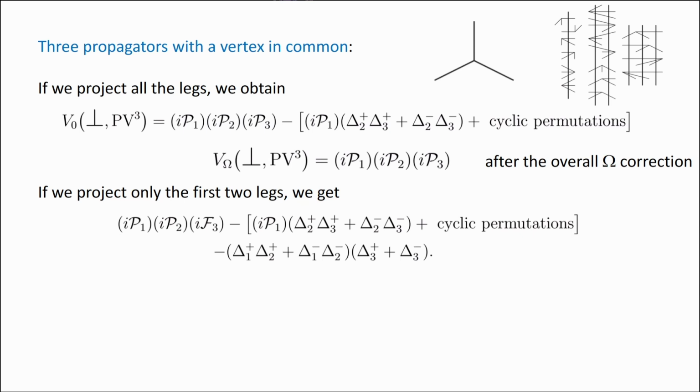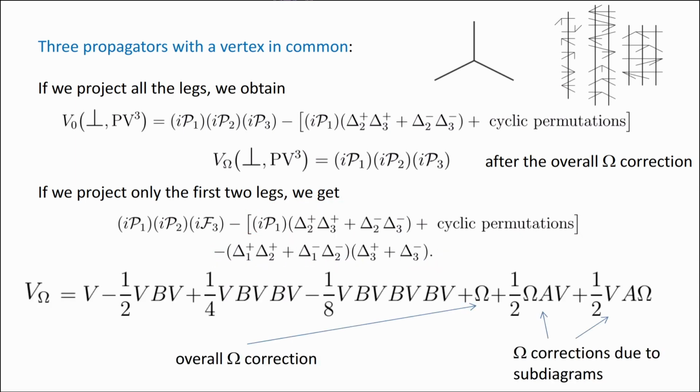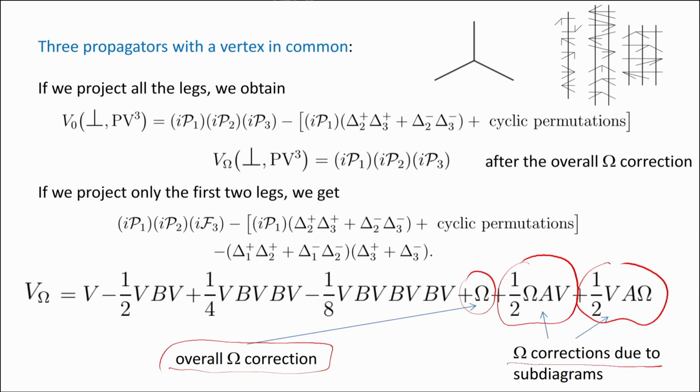If you project only the first 2 legs, you get what you want. The first 2 legs are principal values, then Feynman, but this time you find another surprise. Not only you get something you don't want, but you also get something you cannot even remove with an anti-Hermitian omega. So there is something you can remove here with an anti-Hermitian omega as usual, but there is also something that you cannot remove. Fortunately, that goes away by itself, because the complete formula contains omega, which is the overall omega correction, but you see there is also omega in products, and these are omega corrections due to subdiagrams.